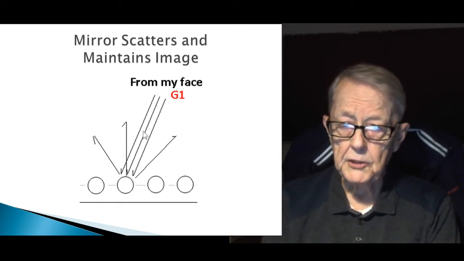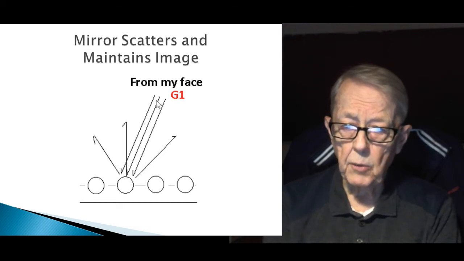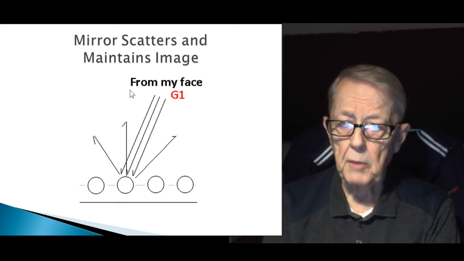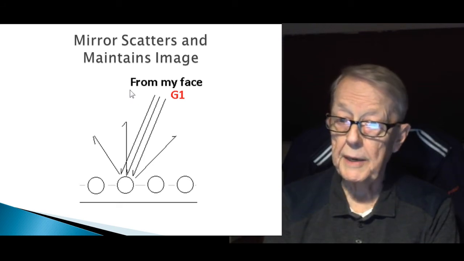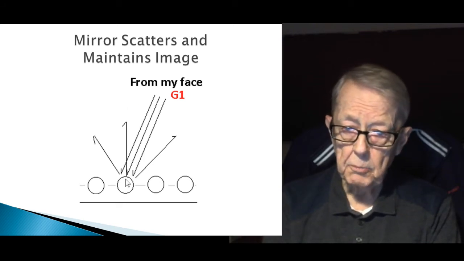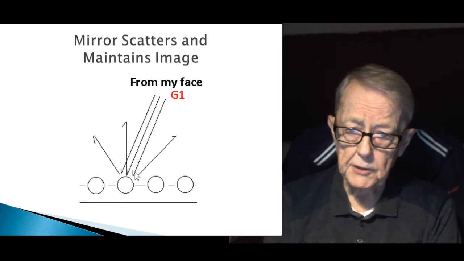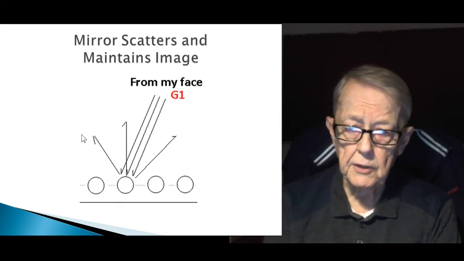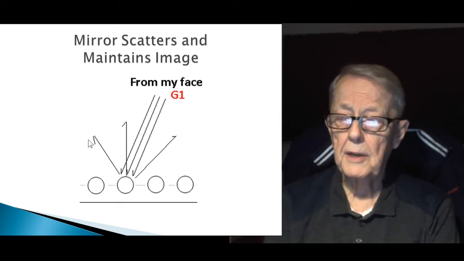Now, it scatters, but one of these can go straight back to my own face, so I can see my image. But as this same point has a stream of light coming this way, it could go off in that direction, this direction, both horizontally and vertically.